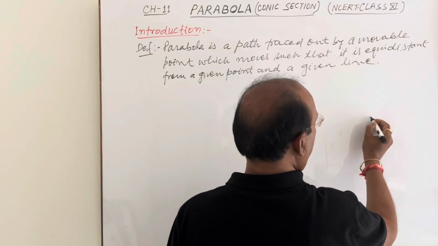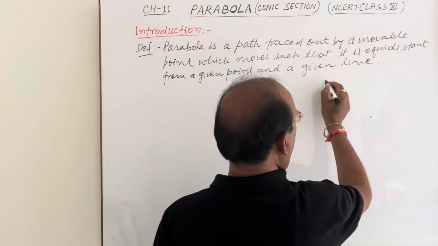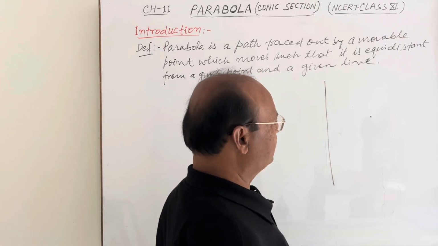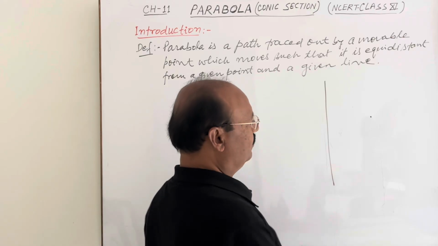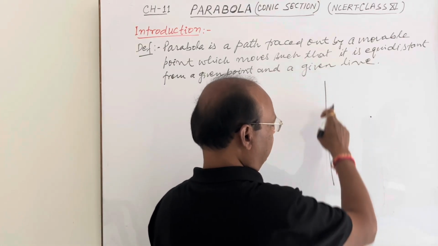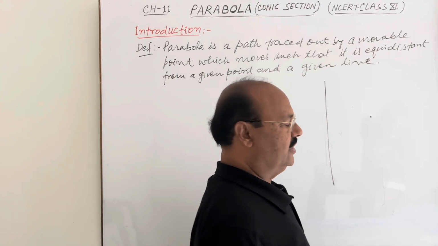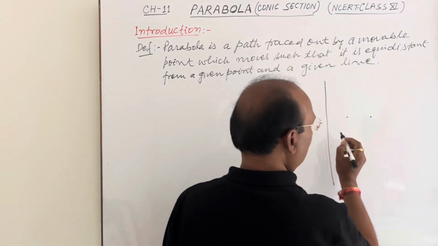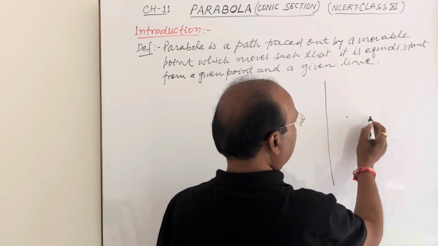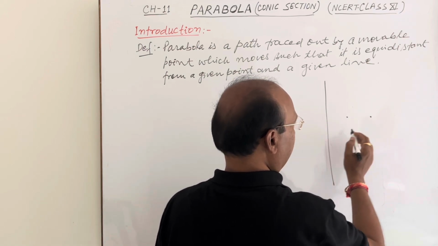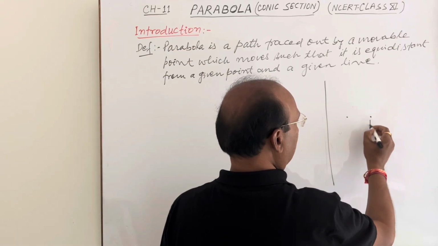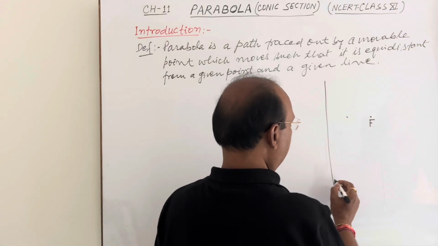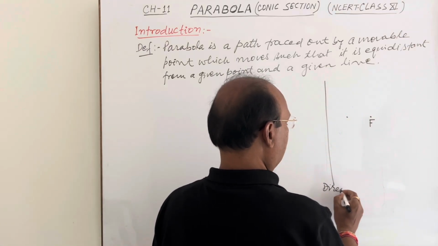suppose this is a given point and this is a given line. So the movable point will move such that its distance from this given point and this given line is always equal. It means it will pass through points which are equidistant from this given point and this given line. This given point is called the focus of the parabola, denoted by F, and this given line is called the directrix of the parabola.